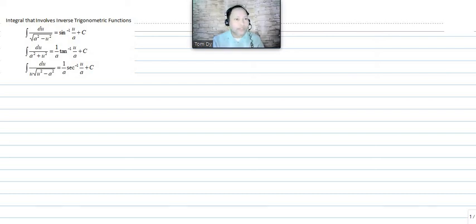This time we will have our discussion about integrals that involve inverse trigonometric functions. We have here the basic formulas to apply to integrals that involve inverse trigonometric functions. We have the integral of du over the square root of a squared minus u squared, which is equivalent to arcsine of u over a plus c.